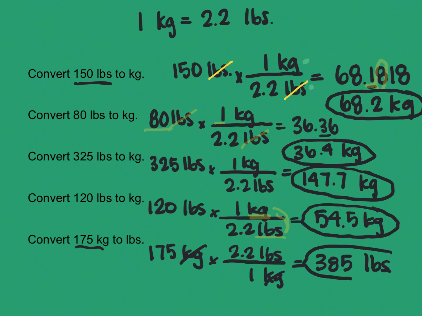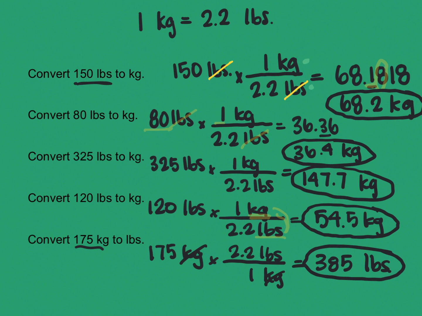You can see how labels are important because 385 what? Is it kilograms or pounds? If you label things, you can make a lot less mistakes typically. And that concludes our examples of how to convert pounds to kilograms and kilograms to pounds.